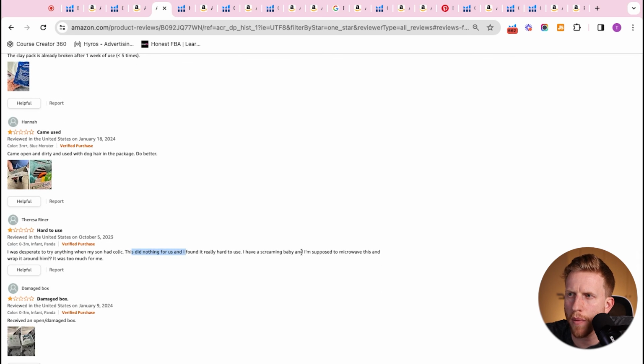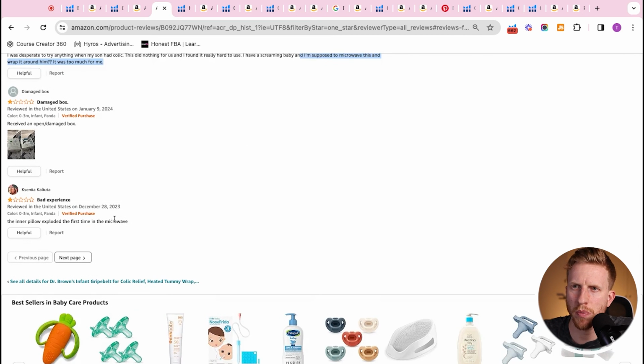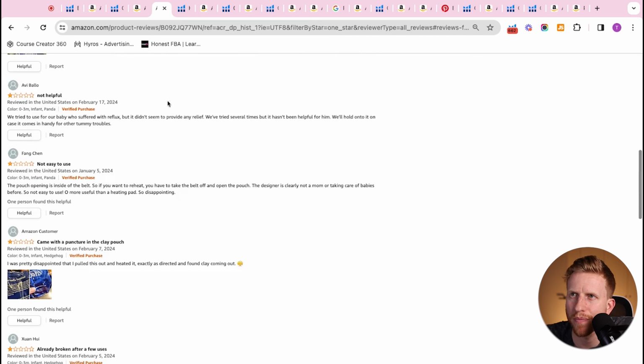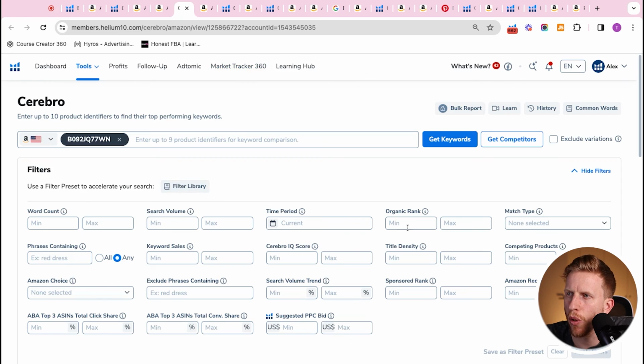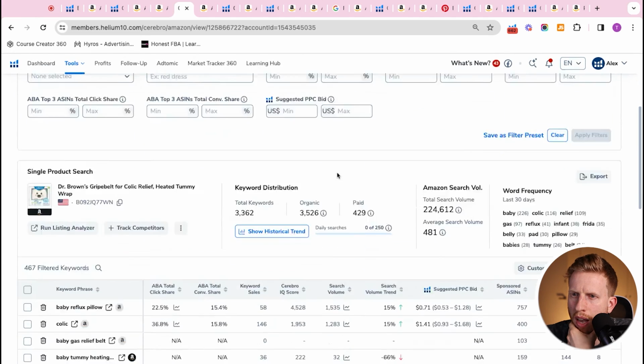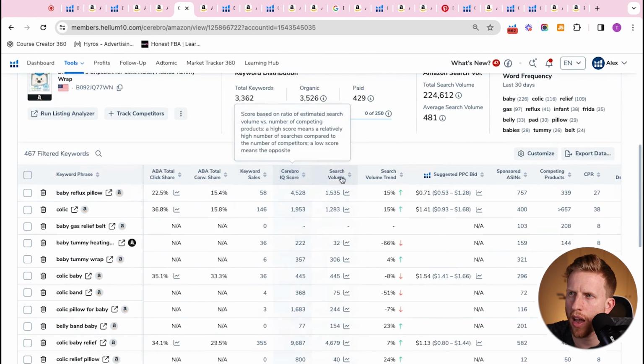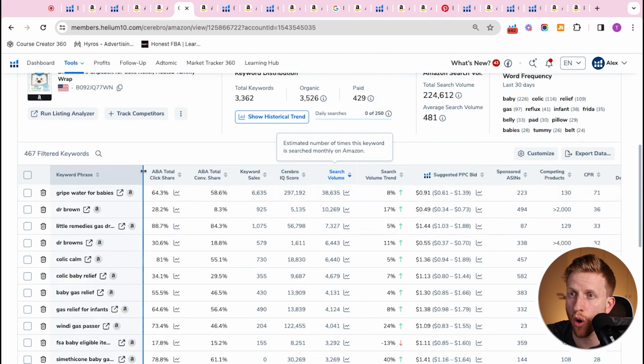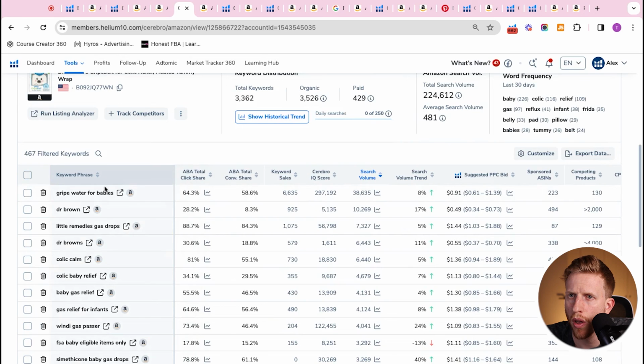Okay. Am I supposed to microwave this and wrap it around? It was too much. Didn't work. Bad experience. Inner pillar exploded. Not good, obviously. But look, this is a whole niche around helping new parents when the babies have got gas and giving them that relief, this reflux thing. So you can just go down a rabbit hole and then just help people with this problem by launching different types of products.